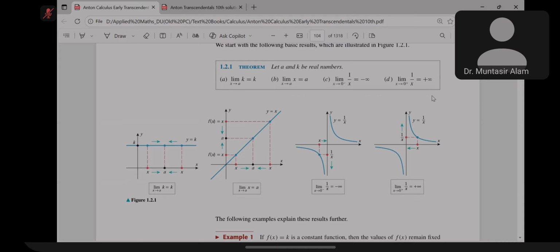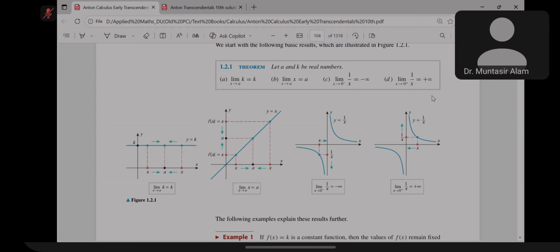Here you can see there are 4 particular scenarios or situations where we are looking for the limiting value. The first one: limit of a constant function k if we approach x towards a. What should be the limiting value?